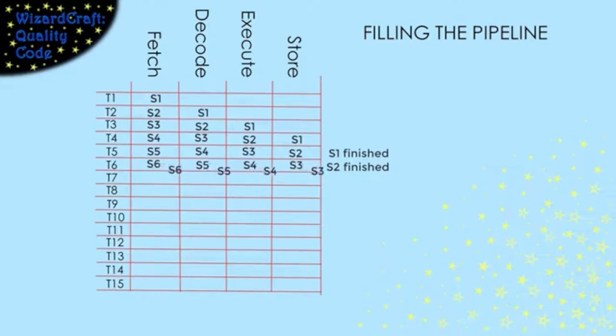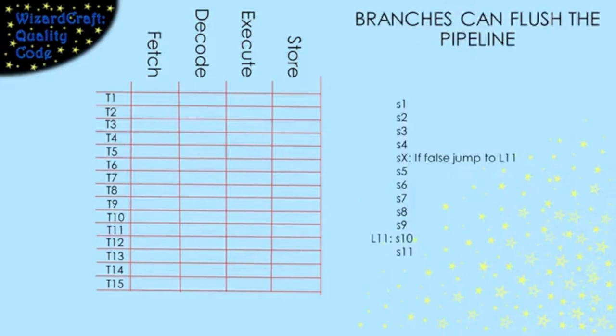When this happens, we're utilizing all of the CPU. Notice that we're completing one instruction every phase, even though it takes 5 times that long to complete a single instruction. We definitely want to keep that pipeline full. But now, let's look at what happens if we have a conditional jump or branch instruction.